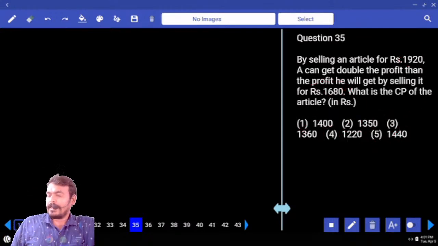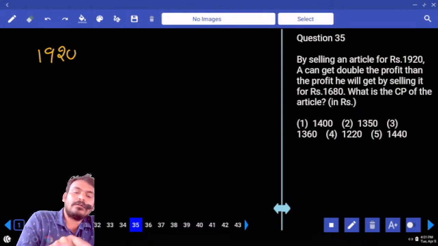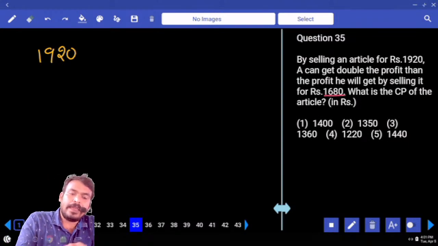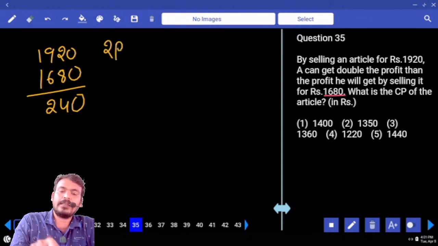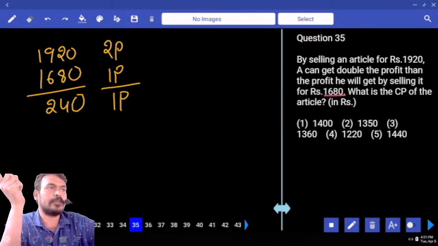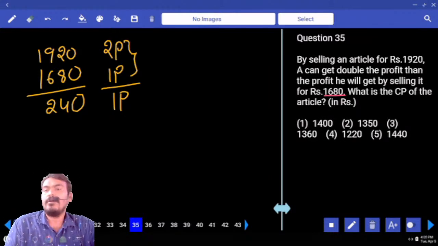By selling an article for 1920. What is the selling price of the article? 1920. First case. What is the second case selling price? 1680. What is the difference in selling prices? 240. First case profit is 2 parts, second case profit is 1 part. What is the difference in profit? 1 part. Both are profits, one is 2 parts profit, another is 1 part profit. Then every 1 part equals how much value? 240. 1 part value is 240.